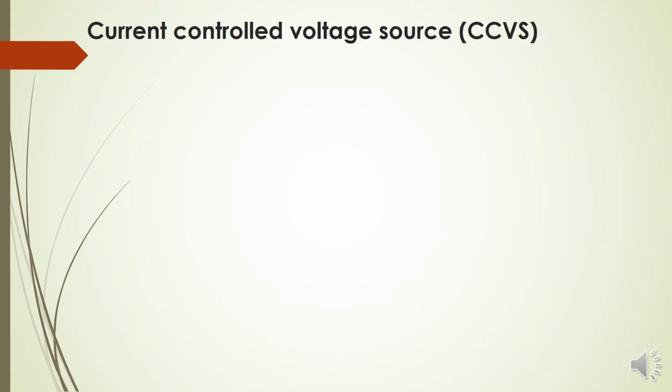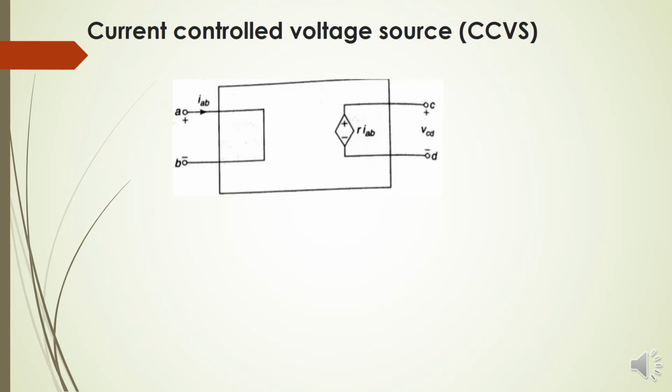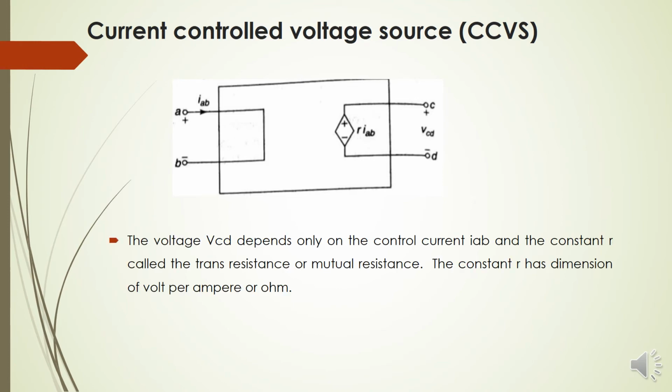Next source is the current controlled voltage source, CCVS. Current controlled voltage source means the output voltage VCD is controlled by the input current IAB. The voltage VCD depends only on the control current IAB and the constant R, which is called the transresistance or mutual resistance. The constant R has a dimension of volt per ampere, or ohms. So the equation can be written as VCD equals R times IAB.